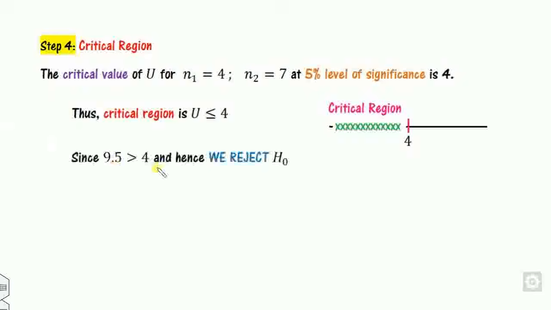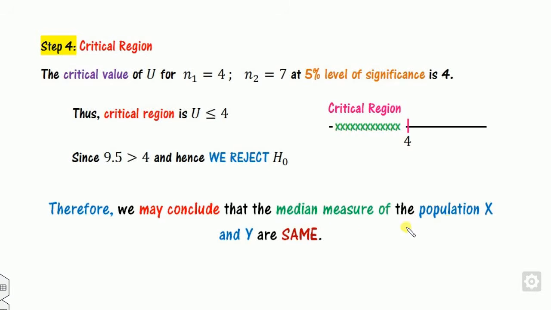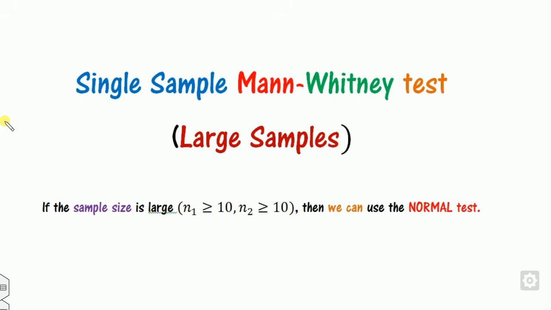The value of u is 9.5, which is in the critical region, so we reject H0. H1 is less than, so we conclude that the population of x is less than the population of y.